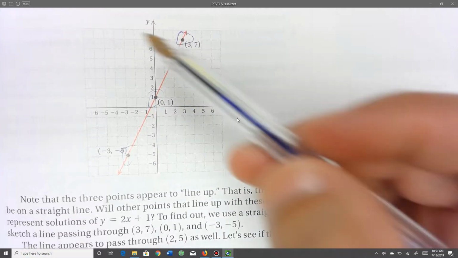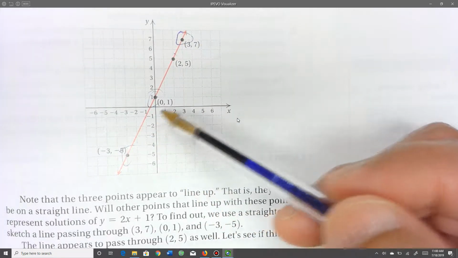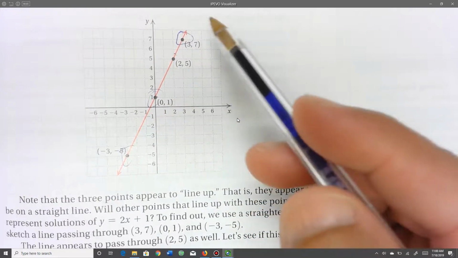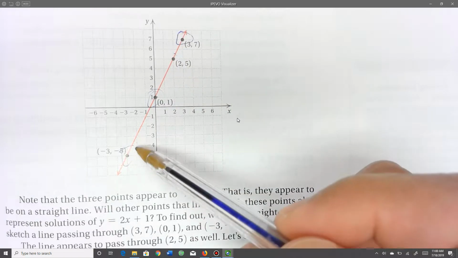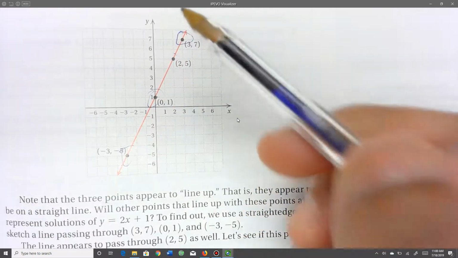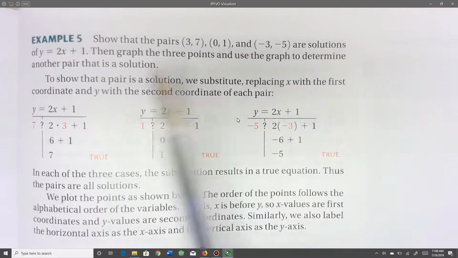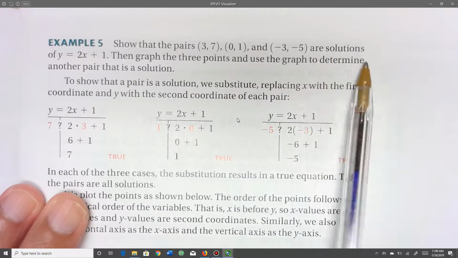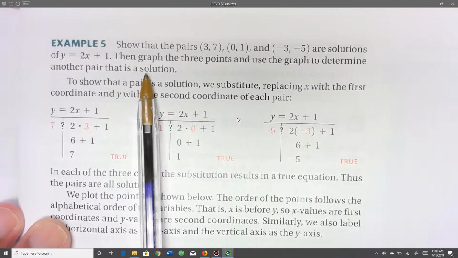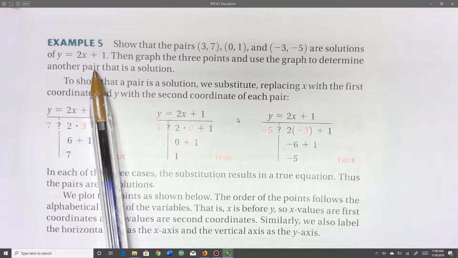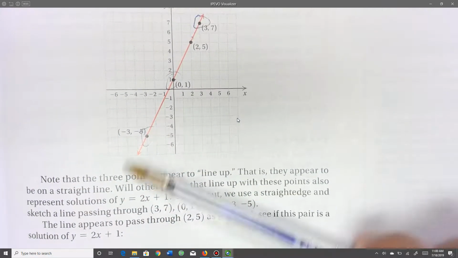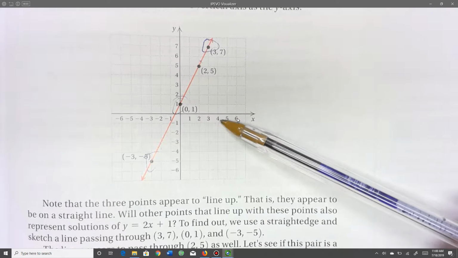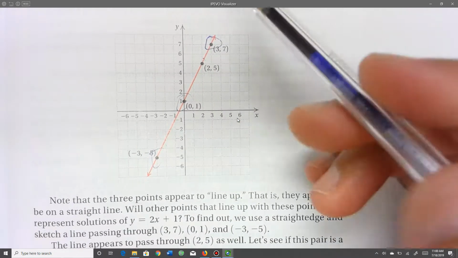By the way, if you can get some graphing paper from the store, that would be nice, because that would make your life easier. It will make the graphs a little more accurate, and that will help, because remember one of the questions was what are the points, and use the graph to determine another pair that is a solution. So we already graphed all those points, and now we need to determine another point that is a solution. What does that mean?